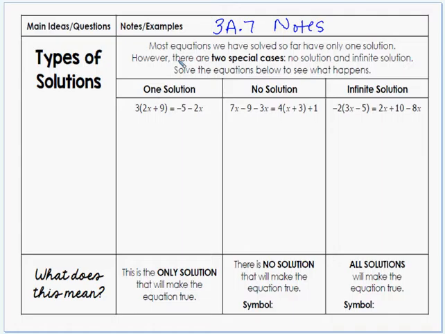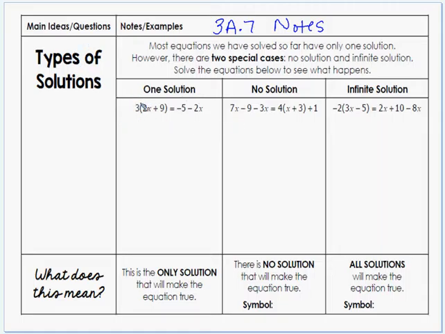And so if we take a look at these, most equations we have solved so far have only had one solution. However, there are two special cases. We could have no solution or infinite solutions. We're going to solve the equations below to see what happens when we get each of these different types of solutions. So just to take a look at the one solution, just like we've done so far, we're just going to solve the equation for x just like we would normally do.